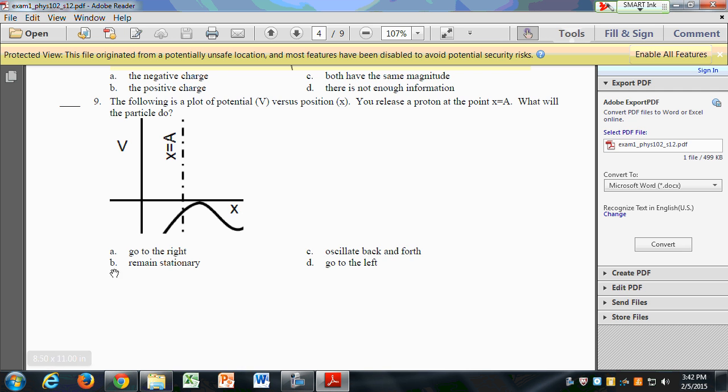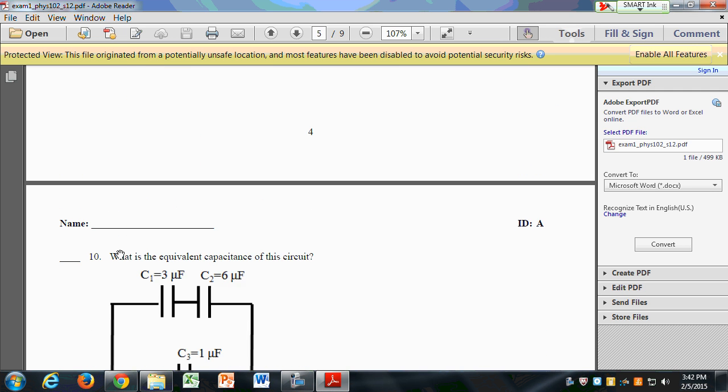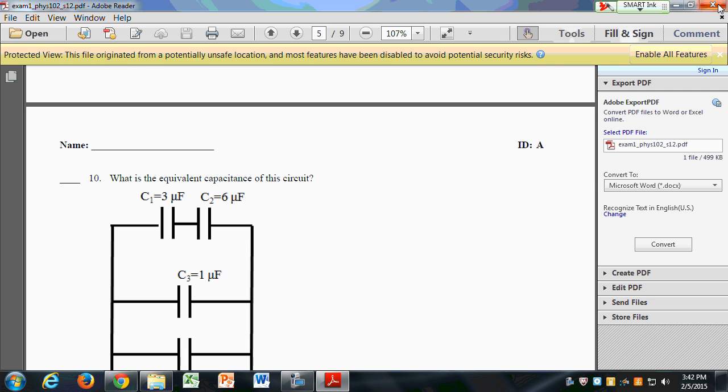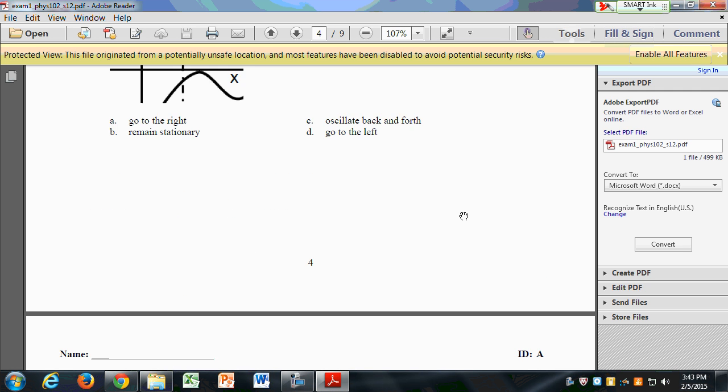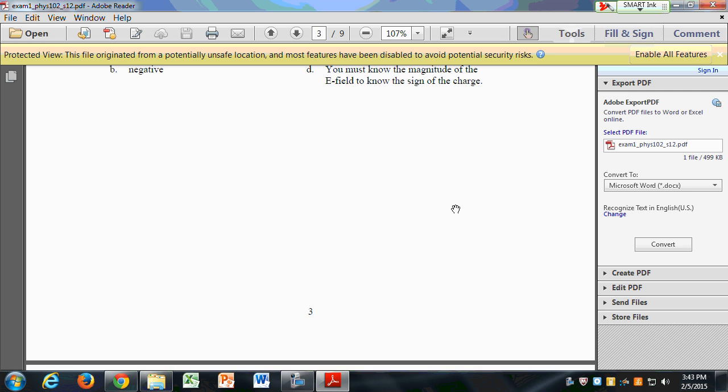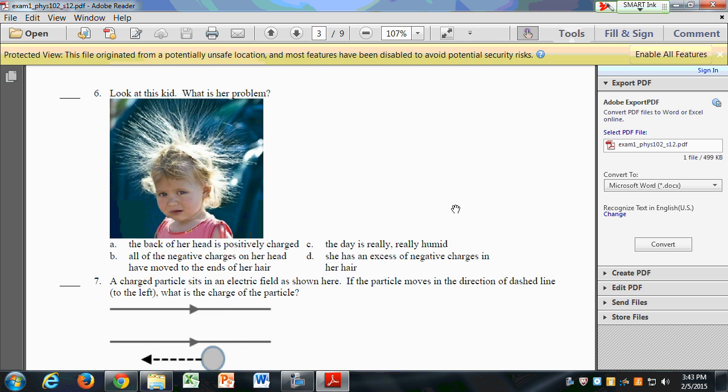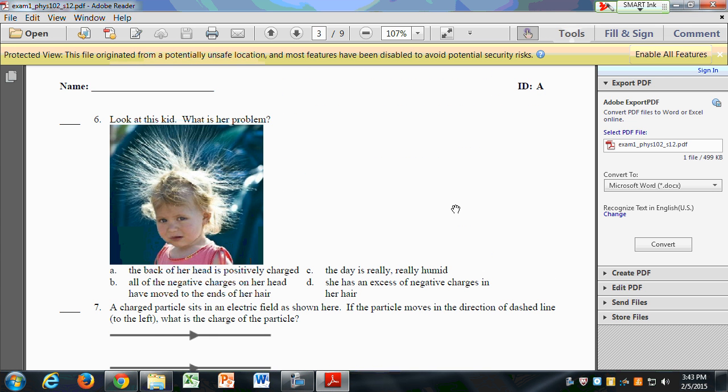Let's see, we already talked about one of these. And then capacitors, to take this away. For number 6, I kind of had a hard time differentiating between two answers, B and D. The negative charges in her hair and the excess negative charges in her hair. Oh yeah. So the answer is D, because the negative charges don't all move to the ends of her hair, right? She actually had negative charges all along the strands of the hair.